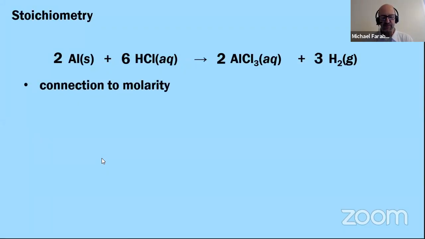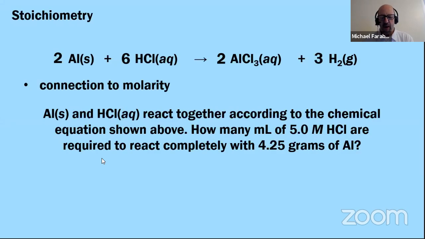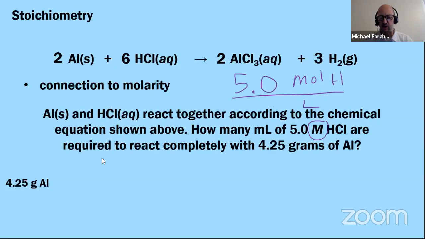Molarity is moles per liter. This question says, how many milliliters of 5.0 molar hydrochloric acid are required to react completely with 4.25 grams of aluminum? So if I have 4.25 grams of aluminum, I have to somehow get to the volume of hydrochloric acid. Remember that this capital M means moles per liter. So there are 5.0 moles of hydrochloric acid for every 1 liter. I can use that as a conversion factor if I need to.